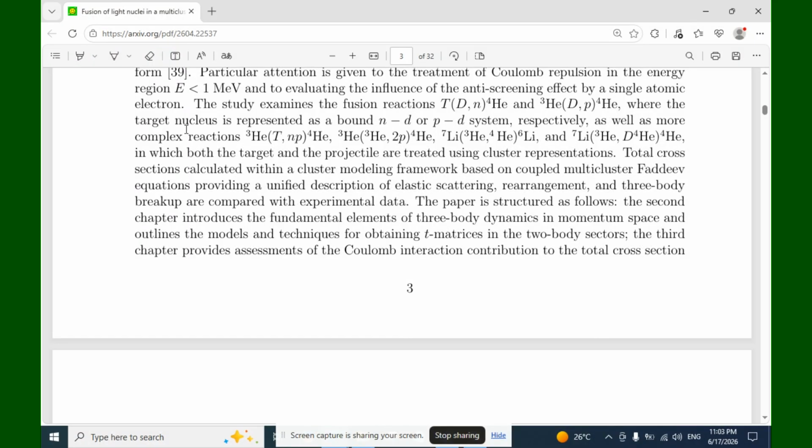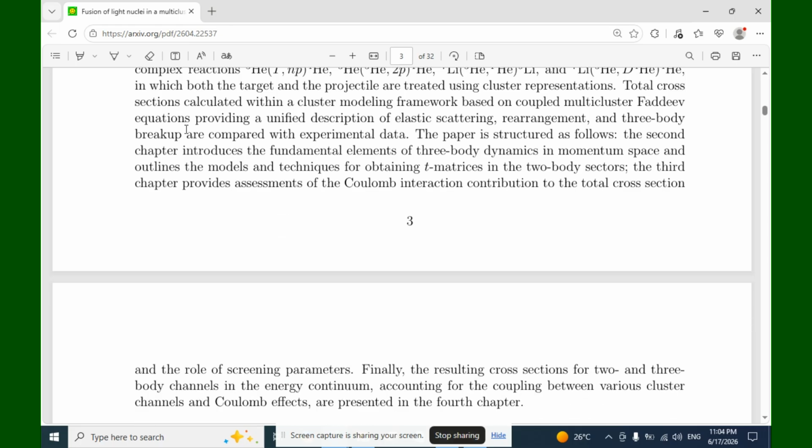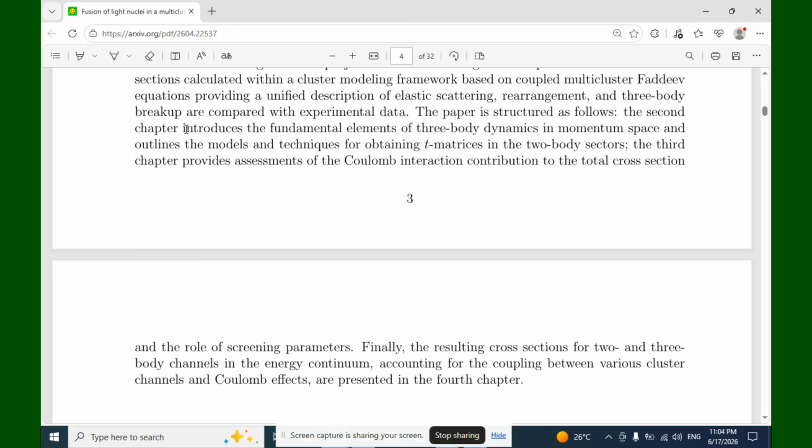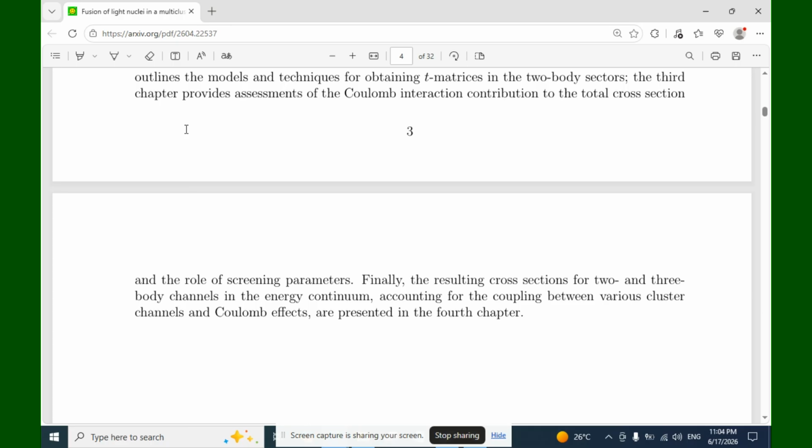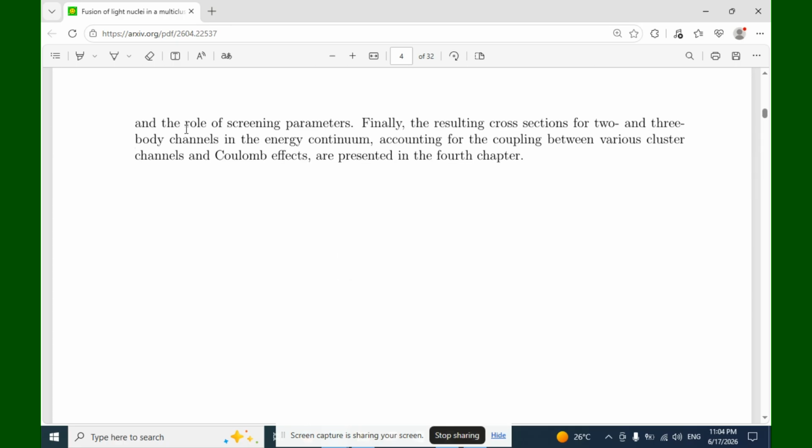The paper is structured as follows. The second chapter introduces the fundamental elements of three-body dynamics in momentum space and outlines the models and techniques for obtaining T matrices in the two-body sectors. The third chapter provides a measurement of the Coulomb interaction contribution to the total cross section, and the role of the screening parameter. Finally, the resulting cross sections for two- and three-body channels in the energy continuum, accounting for the coupling between various cluster channels and Coulomb effects, are presented in the fourth chapter.